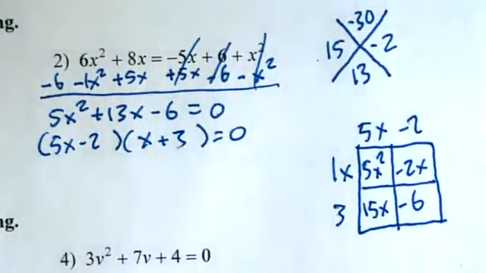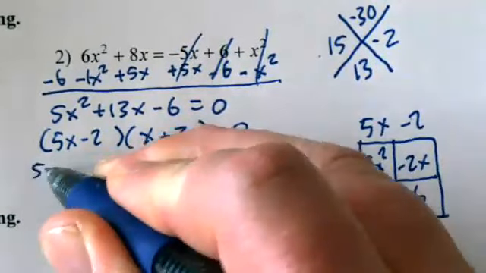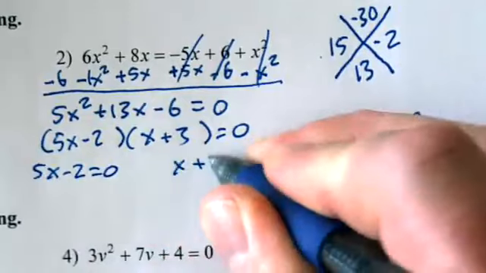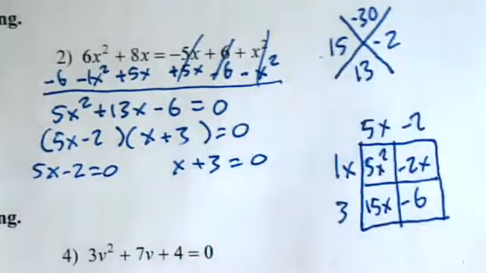So that's all old stuff. The new thing today is how do we use that to solve? This is where we're going to split it up. We're going to make two separate equations and solve them both. So we're really close to the end now. One of my equations is 5x minus 2 equal to 0. The other one is x plus 3 equal to 0.